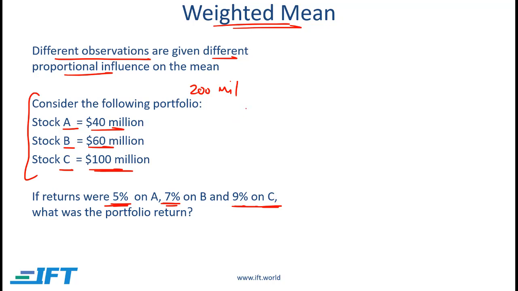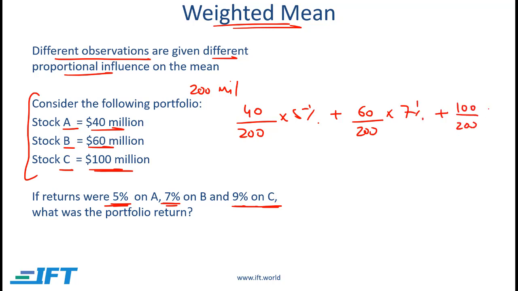With stock A, the weightage is 40 over 200. So we have 40 over 200 into 5% plus 60 over 200 into 7% plus 100 over 200 into 9%. And this gives a weighted average of 7.6%.